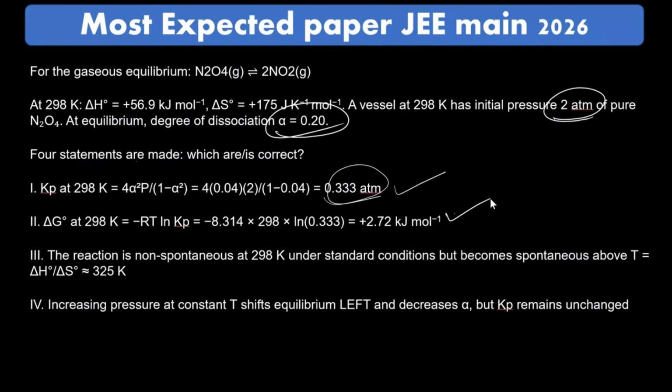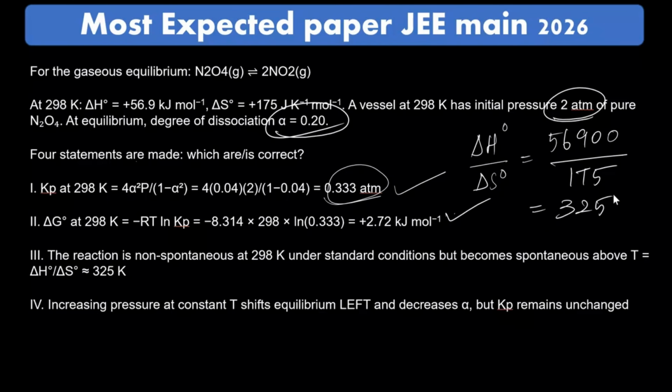What about statement 3? The reaction is non-spontaneous at 298 Kelvin under standard conditions, but becomes spontaneous above T equal to delta H by delta S. So if you substitute the values over here, delta H by delta S, what will you get? This is 56.9 kilojoules, so 56,900 by 175 joules, which will get it as 325. Yeah, that is also true.